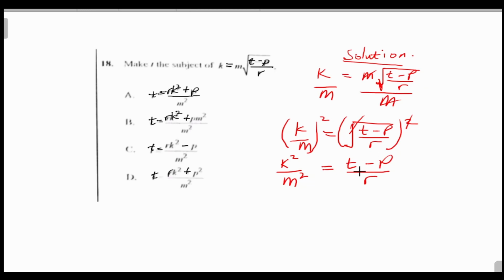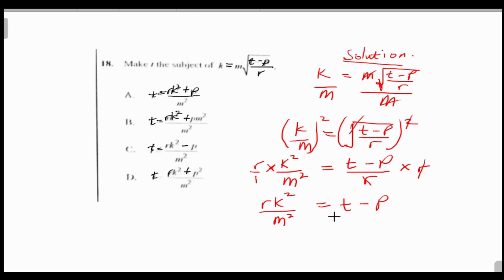Then again, we cannot do anything to the numerator unless we remove the denominator, and this is dividing. The inverse operation of division is multiplication, so times r. Whatever we do to the right, we do the same thing to the left. So now this cancels out this. This is the same as r over 1. So this is going to give us r k squared over 1 times m squared, which gives m squared, and that will be equal to t minus p.